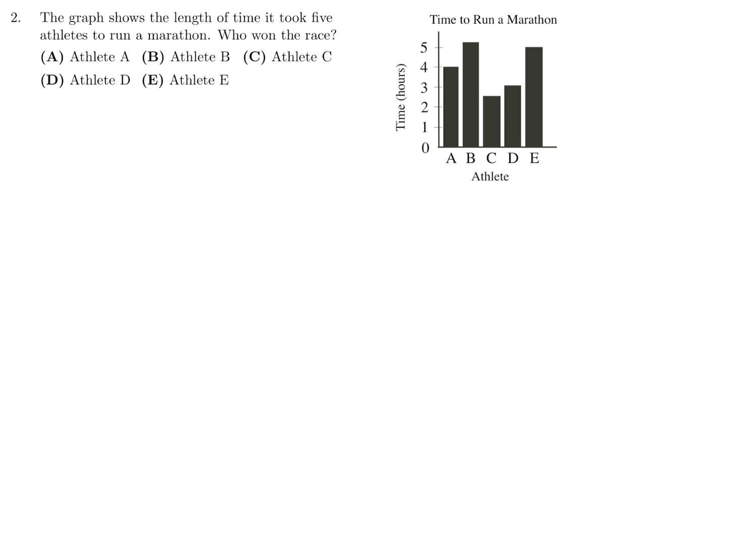The graph shows the length of time it took 5 athletes to run a marathon. Who won the race? The person who wins the race is the person who has the shortest amount of time. And in this graph, the person who has the shortest amount of time is C, as you can see right there. So the person who won the race is C, and therefore number 2, the answer is C.